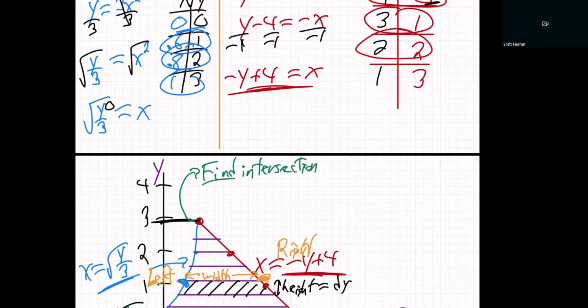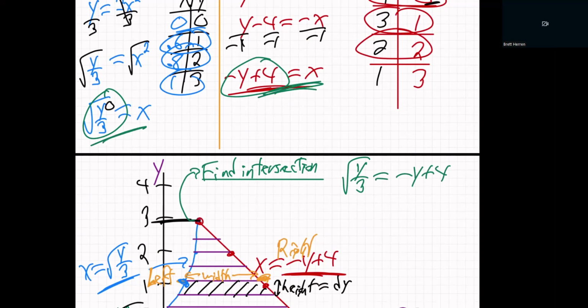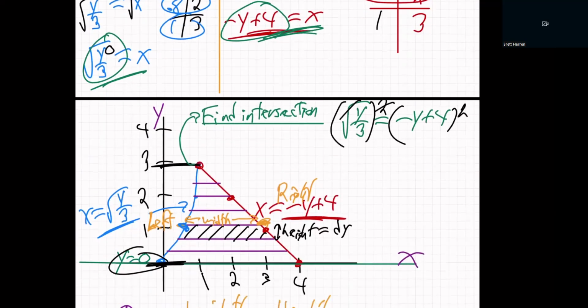So let's do that. How do you find the intersection point? You set them equal. You set this equal to that. You want them to equal each other. So the square root of y over 3 is minus y plus 4, right? This x value equals that x value. That's where they intersect. How are you going to solve that? Well, you're going to square both sides to get rid of that root. That's a little tricky. This is not an easy one. So that's y over 3.